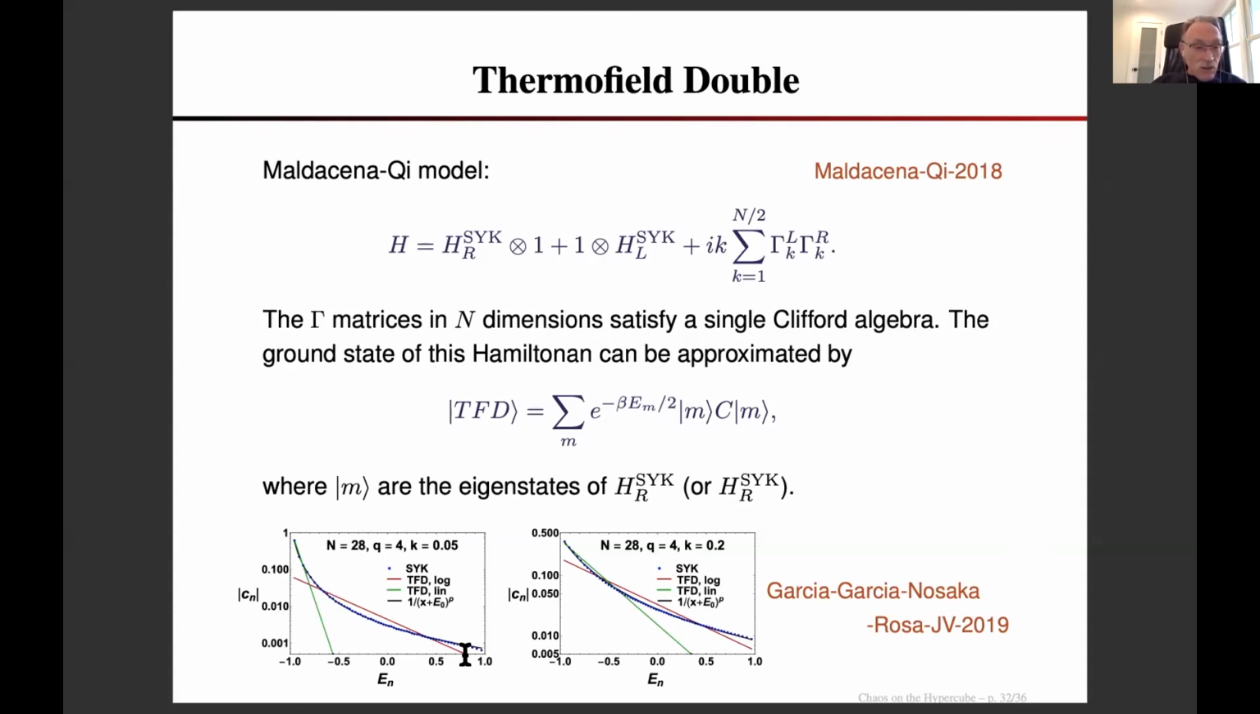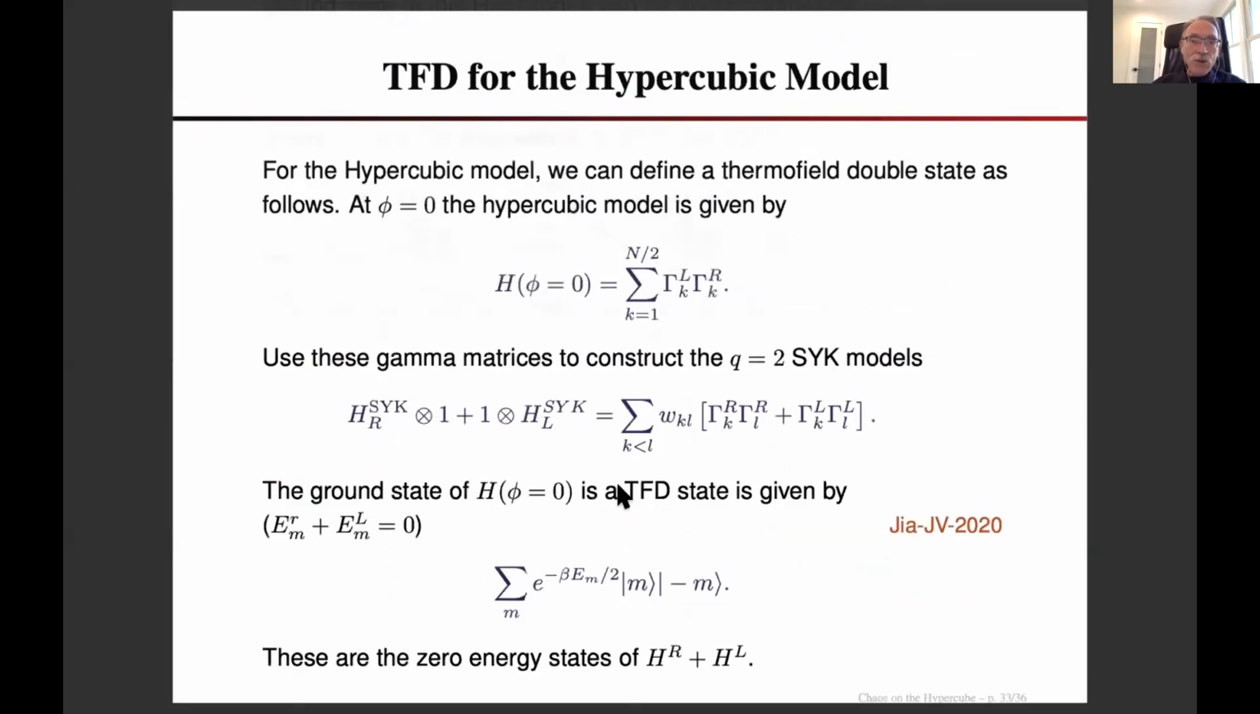Here there's a logarithmic plot. The thermal factor for the expansion coefficients of the ground state would be the red curve. So you actually see pretty large deviations from the TFD state. So let's look how this works for the hypercubic model.